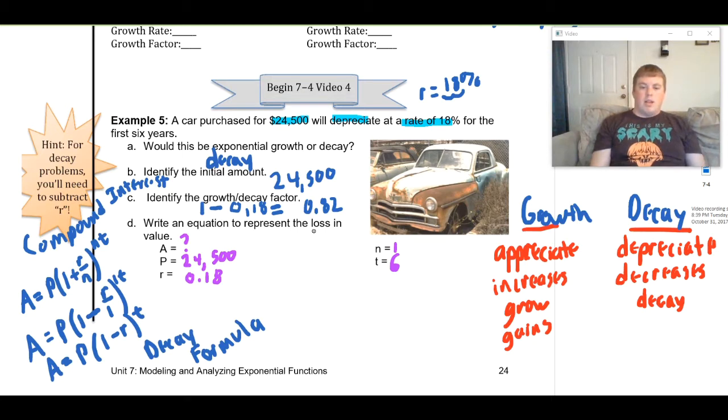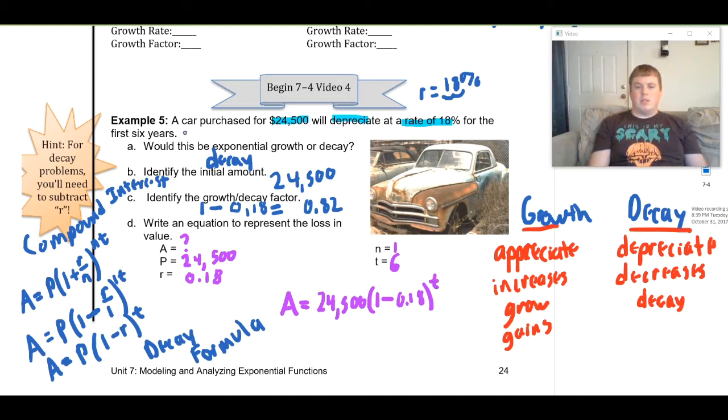We'll go ahead and plug into the formula what we do know. We are looking for A. Our P is 24,500. We're doing 1 minus our 0.18 this time, because this is decay, we're decreasing. And we'll just put to the T power right now.